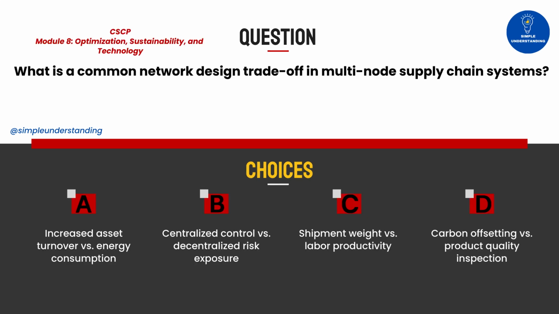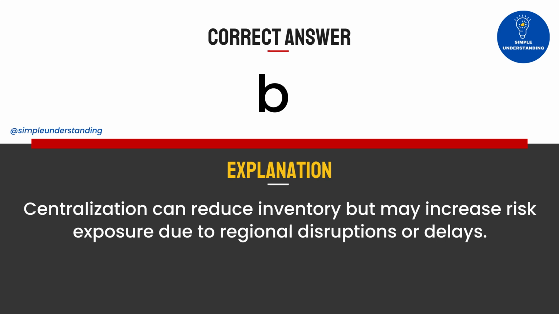5. What is a common network design trade-off in multi-node supply chain systems? A. Increased asset turnover versus energy consumption. B. Centralized control versus decentralized risk exposure. C. Shipment weight versus labor productivity. D. Carbon offsetting versus product quality inspection. Correct answer: B. Explanation: Centralized models reduce cost but increase exposure to localized disruptions. Decentralization offers resilience at higher cost.